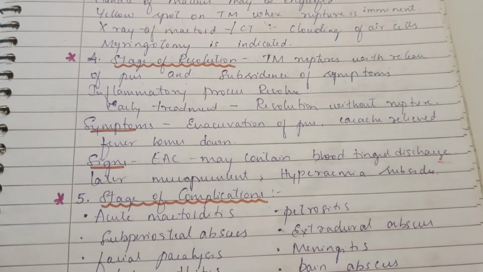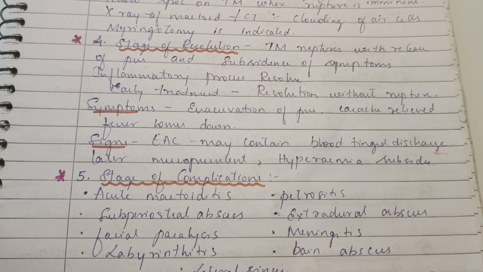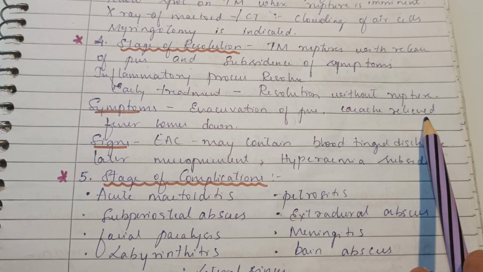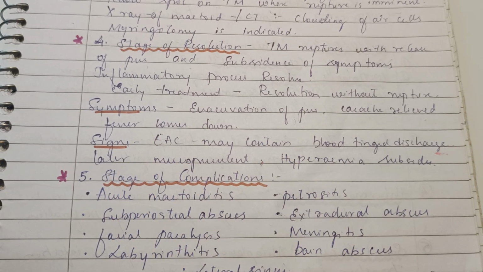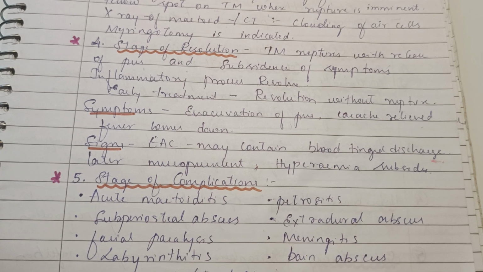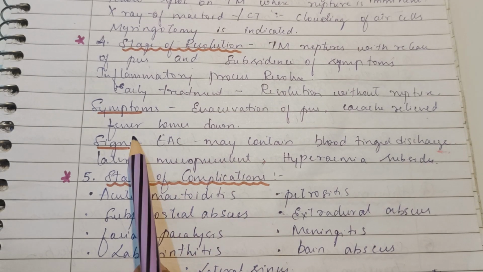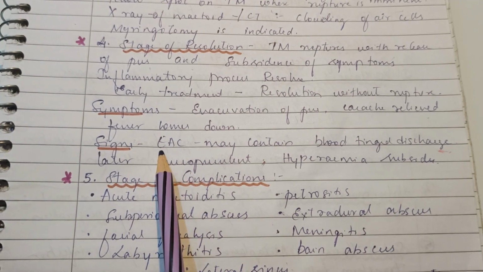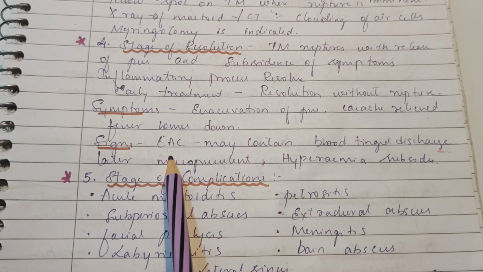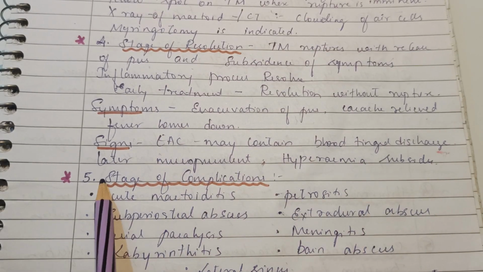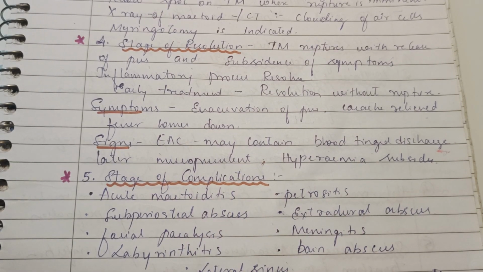So what are the symptoms in this stage? Evacuation of pus, earache relieved, fever comes down. Okay, so it's like resolving all the symptoms. Pus will be released because of rupturing of tympanic membrane, so then earache and fever will decrease. And signs are external auditory canal may contain blood tinged discharge, later mucopurulent, and hyperemia subsides.